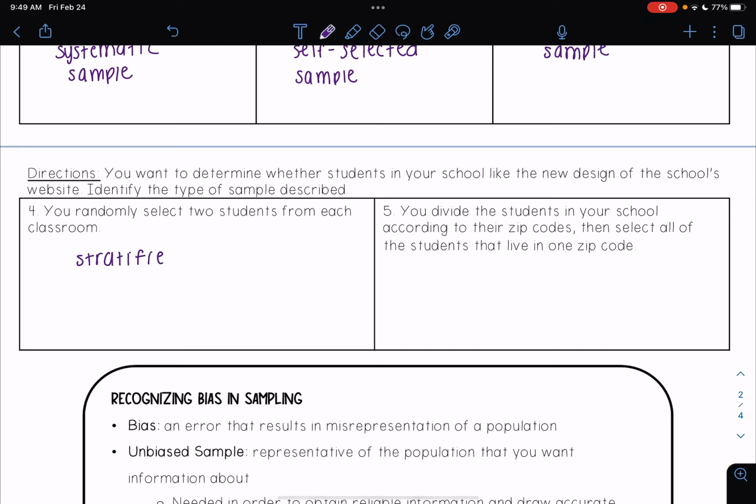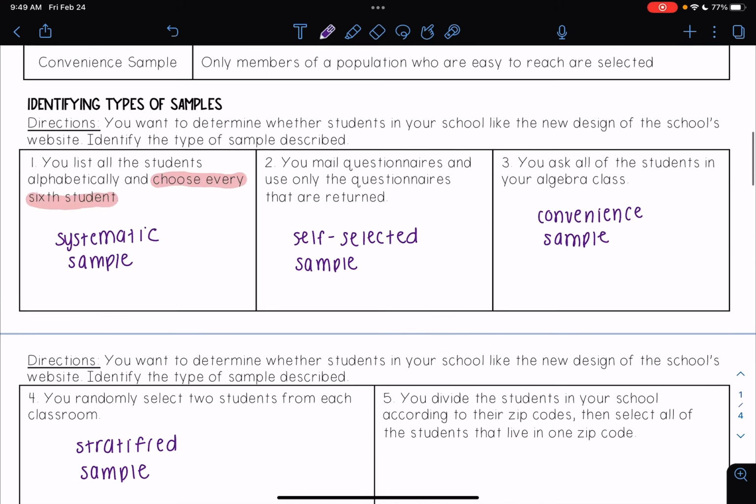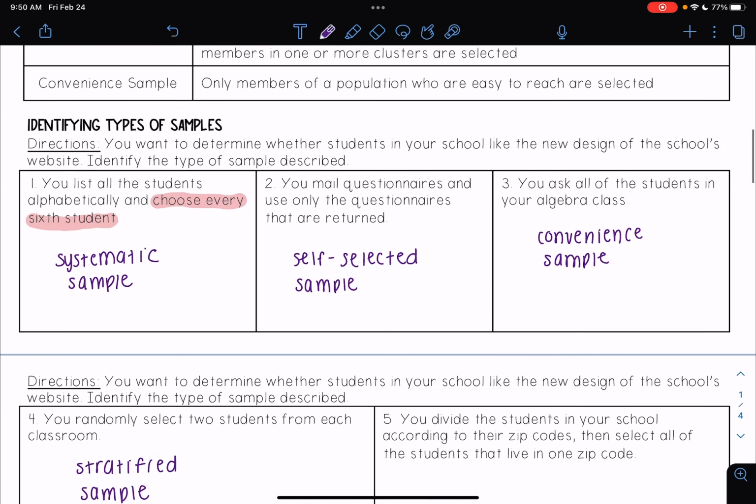And lastly, you divide the students in your school according to their zip codes, then select all of the students that live in one zip code. So again, here, similar to the other one, we are breaking up the population into groups, in this case zip codes. But this time instead, we're choosing all of one group. We're choosing all of one zip code. So because of that, this is going to be a cluster sample.